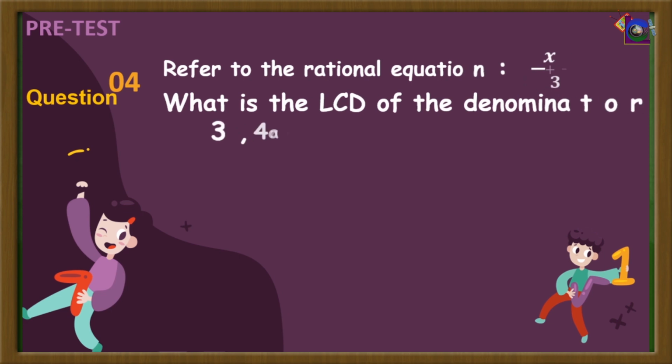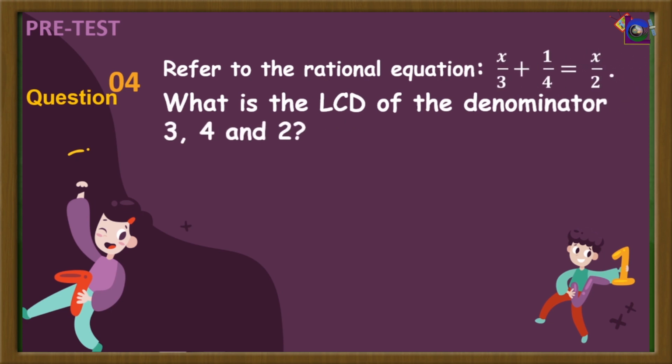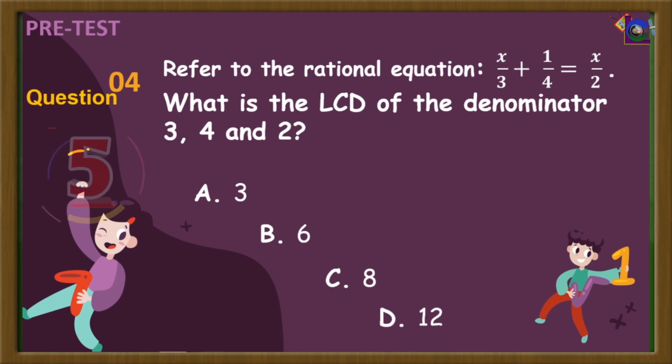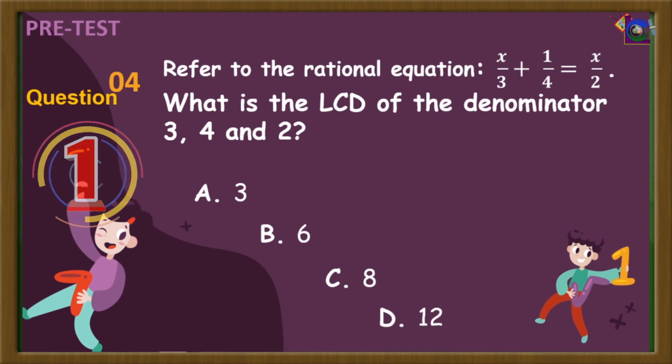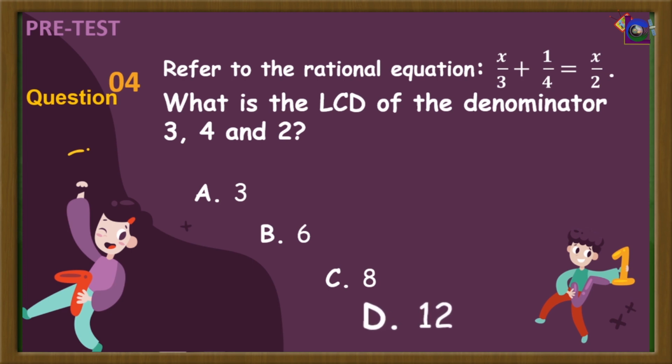Question number 4. Refer to the rational equation x over 3 plus 1 over 4 equals x over 2. What is the LCD of the denominators 3, 4, and 2? A. 3, B. 6, C. 8, D. 12. The correct answer is letter D, 12.